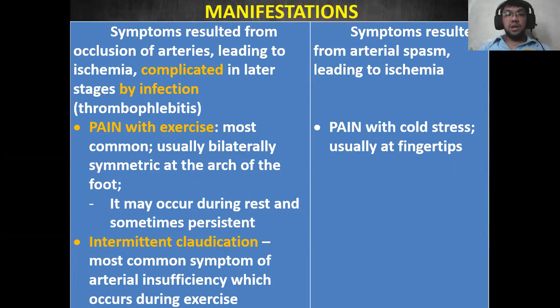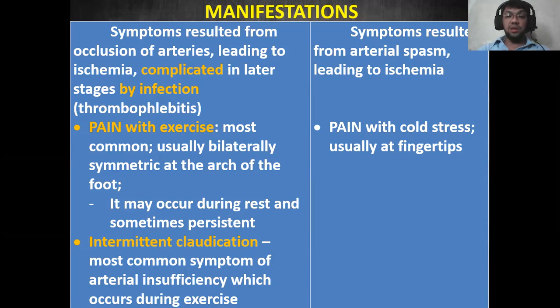For Buerger's disease, symptoms result from occlusion of the artery leading to ischemia, and it will be complicated at a later stage by infection due to the ischemia. There's minimal oxygen-rich blood circulating in the lower extremities. One of the signs I mentioned earlier is pain with exercise. The patient is going to feel pain, and this is the most common symptom presented by the patient. Usually, it is bilateral, symmetric at the arch of the foot. It may occur during rest, and sometimes it can be persistent.